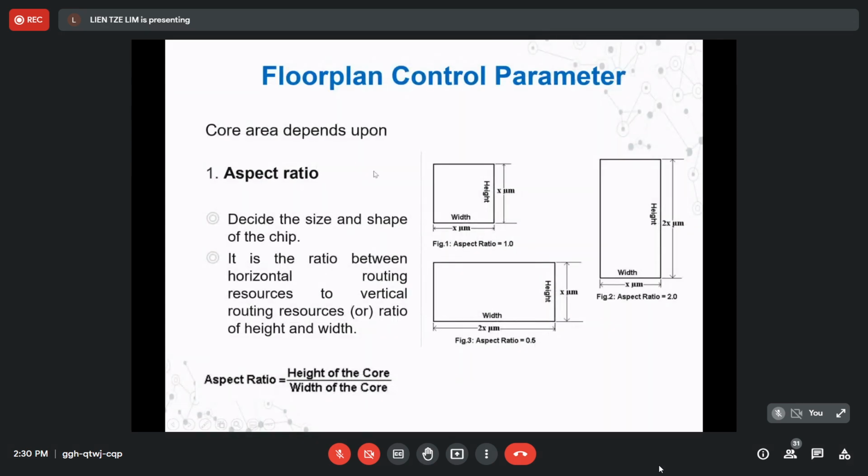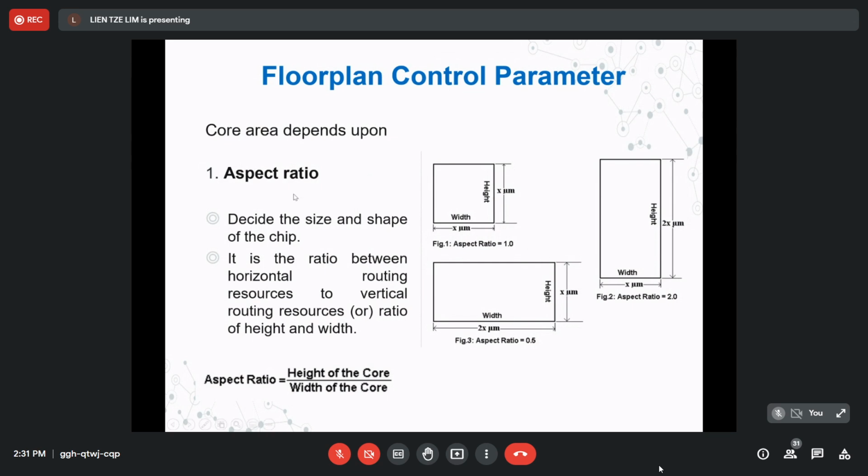Okay, floor plan control parameters. If we want to estimate the core area, then we need to know what the measurement is and how we determine the measurement and the measure unit. When we want to measure the core area, there is a term. Core area depends upon aspect ratio. The aspect ratio is defined by height over width.